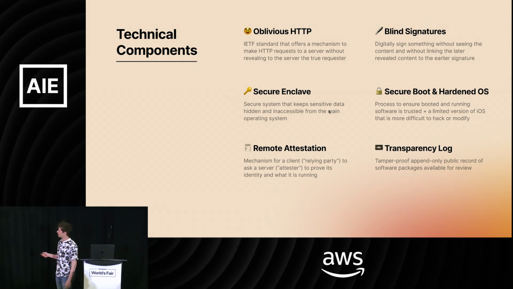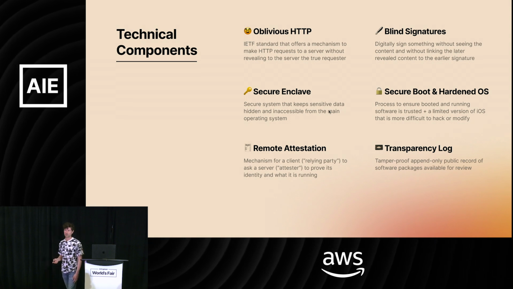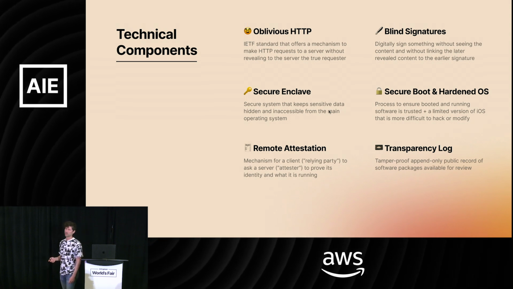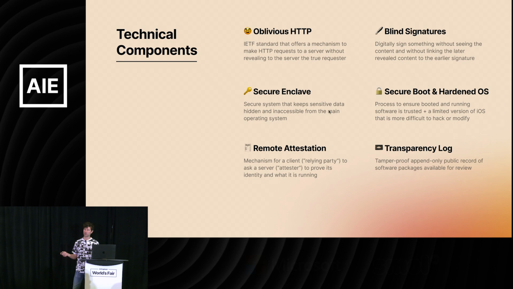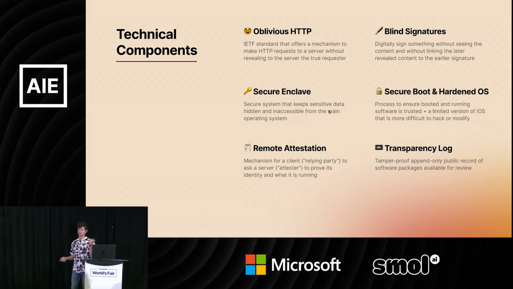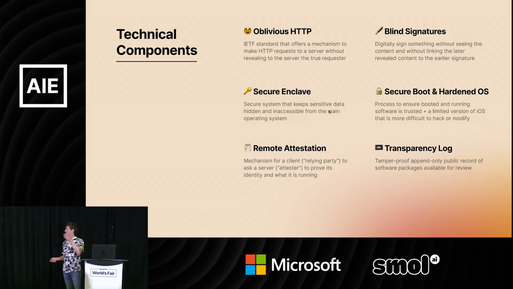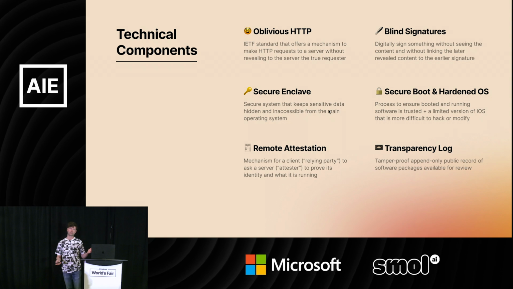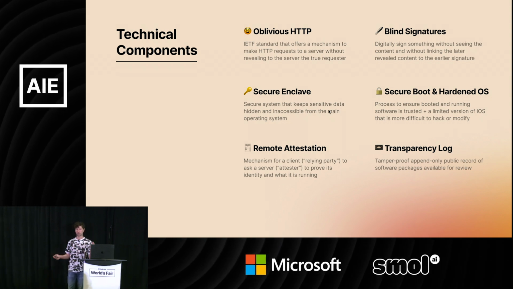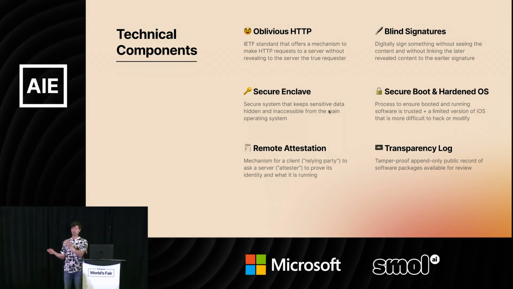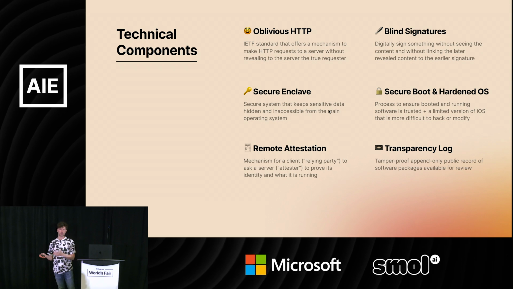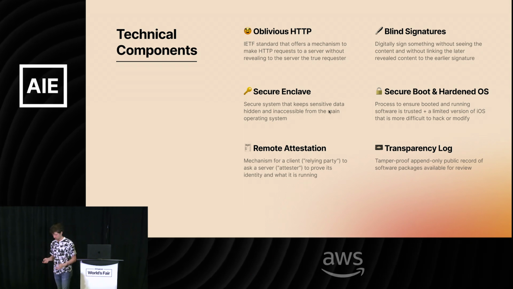Oblivious HTTP is a spec developed by Cloudflare and Apple and others that allows you to essentially make anonymous requests using a third party to launder your requests through. So all of the requests that go to Apple's Private Cloud Compute first go through Cloudflare. So when Apple receives it, it only knows that it came from Cloudflare, not from an individual user's IP address.